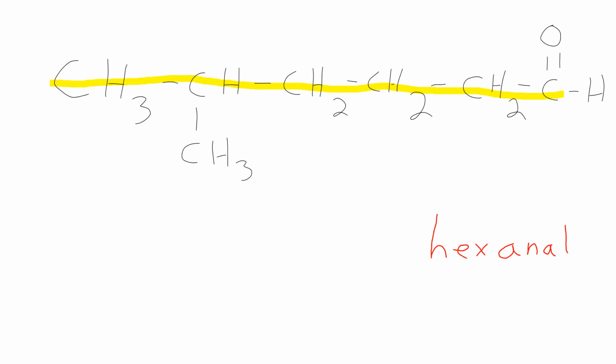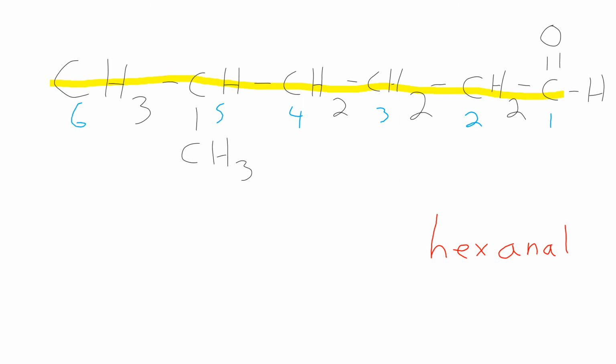Now for our numbering system, here we can see right away, because it's an aldehyde, that tells us which end of the molecule we have to number from. Functional group's always the most important. Aldehydes will always have that functional group at the end of carbon. So we have to start there for our numbering. 1, 2, 3, 4, 5, 6.